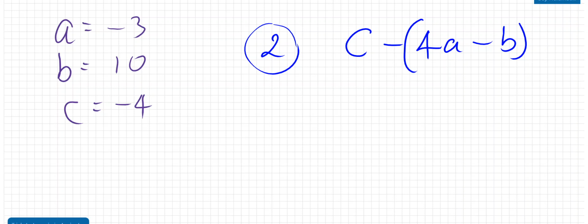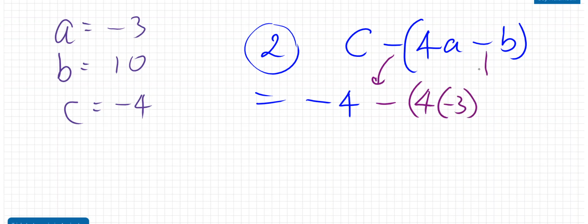Let's try our next question. Let's replace our numeral. C is -4. Now be careful with your negative. So equals, we've got -4. There's still a minus here. I'll change my color. Don't forget to bring that minus down from the question. So take away, bracket, 4 times A. 4 times A is a -3. Bring that takeaway down as well. Take away B, which is a +10.